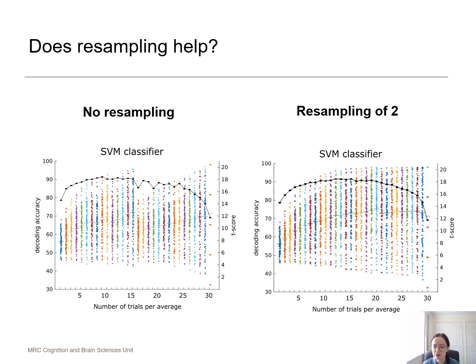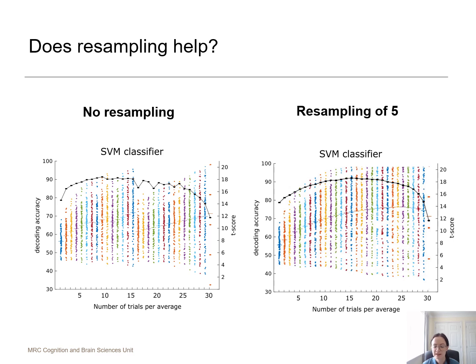As you can see, the only real effect here, at least in the t-scores, is stabilization, in the sense that there's less jumping up and down after 15 and 20 trials per average. You can see there is also a slight jump in the standard deviation in the middle of the graph. However, there's not much benefit in this case to doing extra resampling other than to stabilize the effect in the t-scores. The same is true even if you push the resampling up to 5, so using each trial in 5 pseudotrials. Again, there's not a huge benefit to doing that for the SVM classifier.